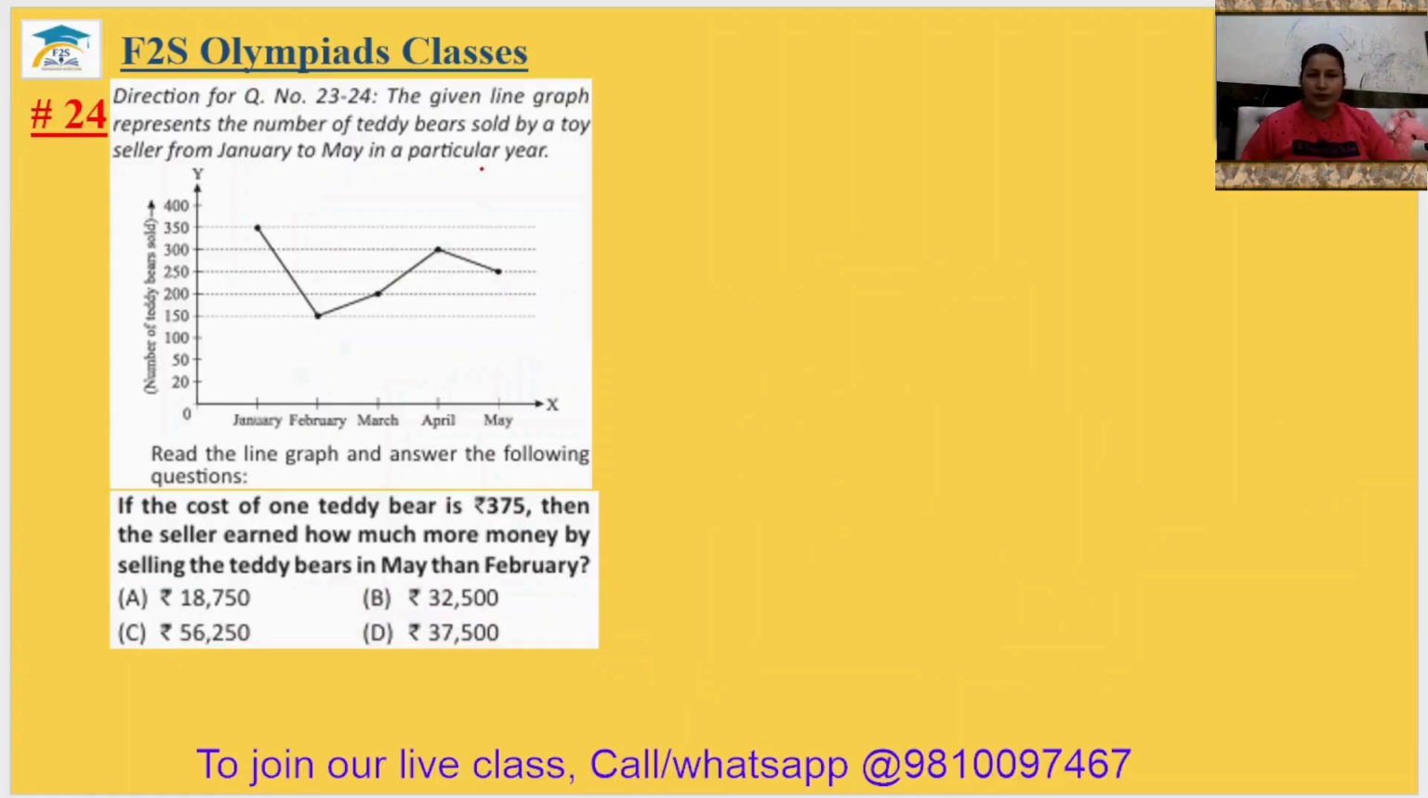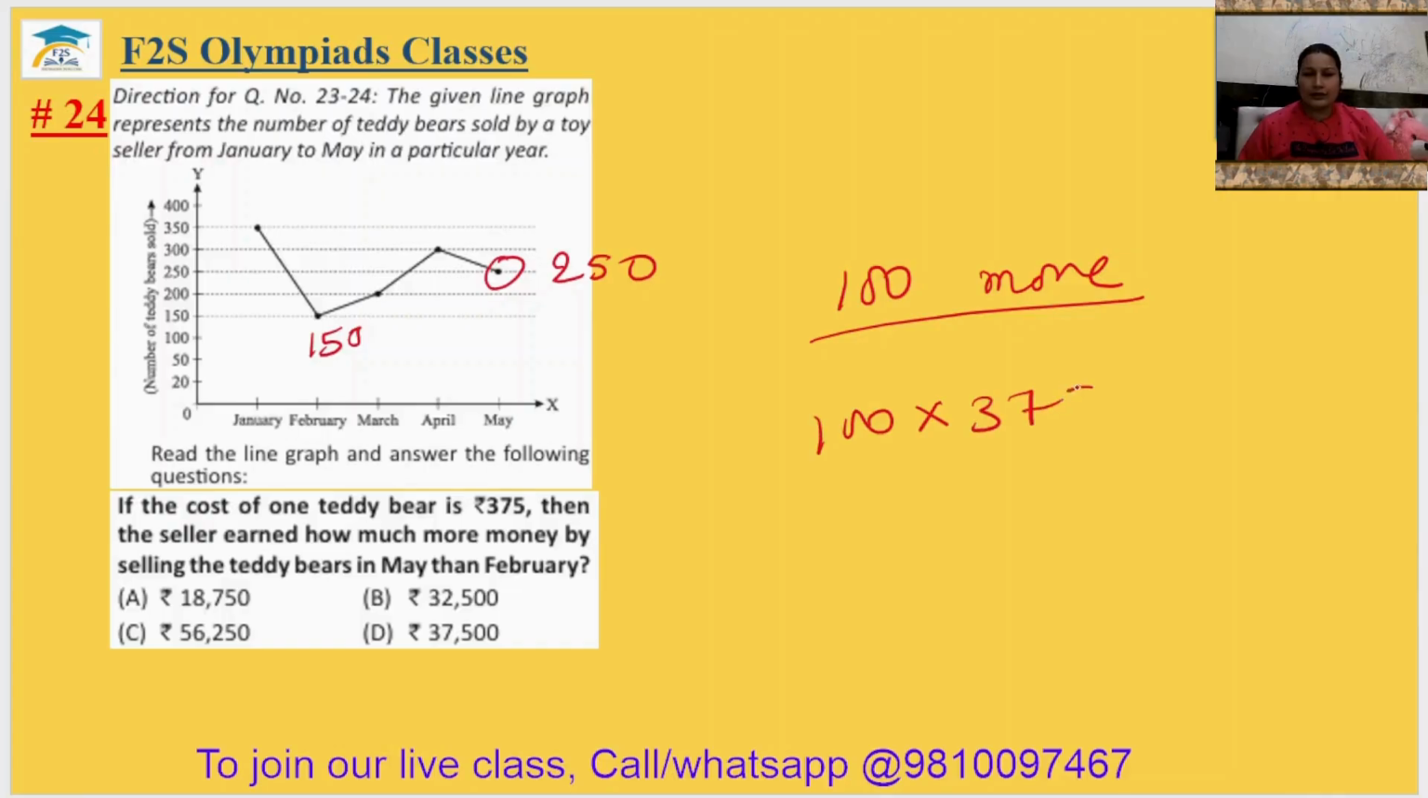Question number 24 for the same data. If the cost of one teddy bear is 375, then the seller earned how much more money by selling teddy bears in May than February? So in May he sold 250 and in February 150. So how many more teddies did they sell? 100 more teddies were sold. Okay, so for how much more price? So 100 multiplied by 375 is 37,500 rupees he earned more in the month of May than February. So 24th answer will be option D.